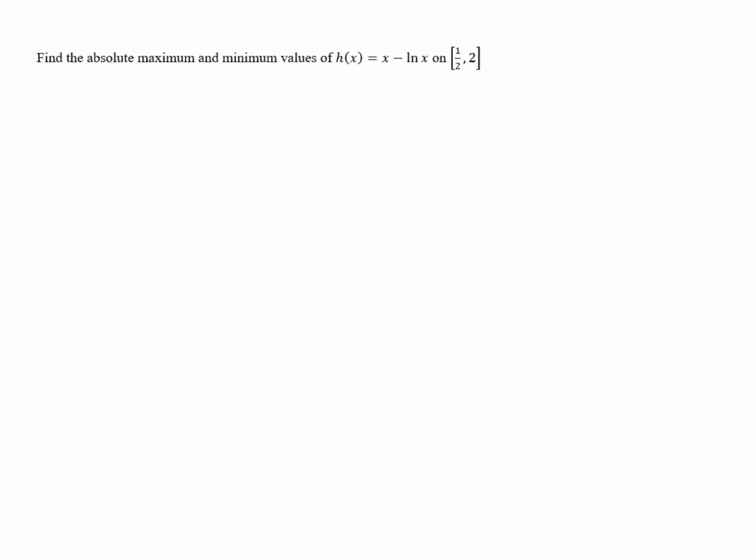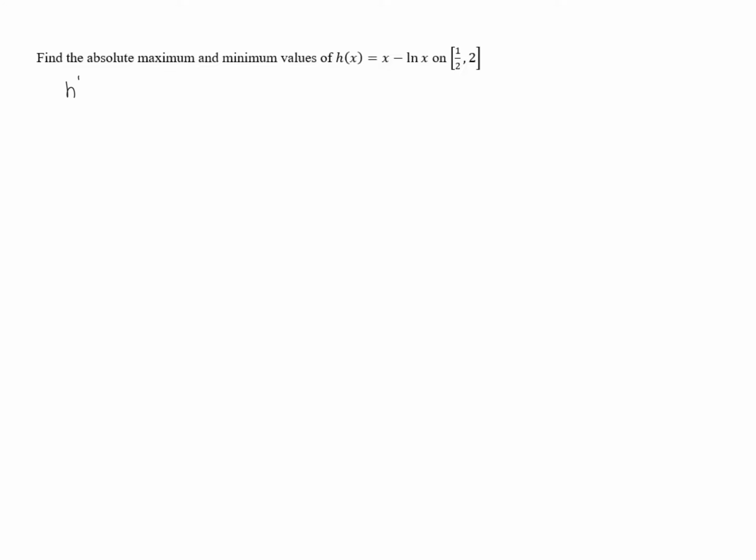So if we look at this, of course, x is continuous on all real numbers, but the logarithmic function is only defined for positive numbers. It is continuous, so we've got no continuity issues, but we have to restrict ourselves to positive values, which we can see is not a problem because the interval we've been given is from 1/2 to 2. So we're going to use the same methods that we've been using before.